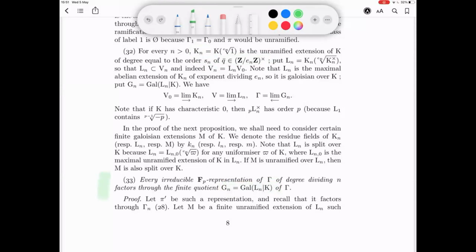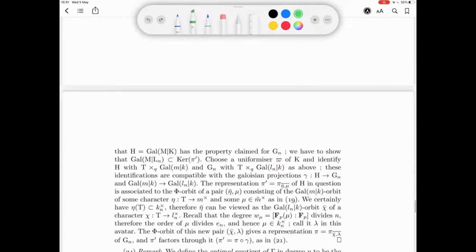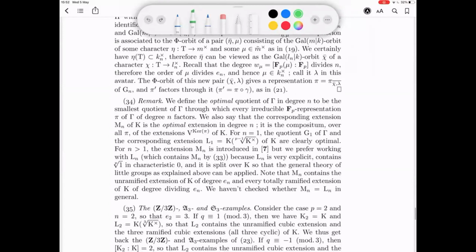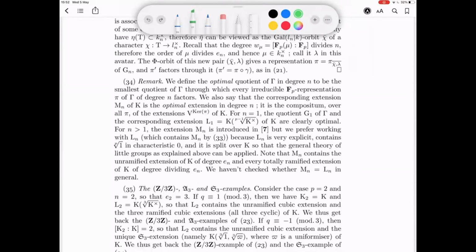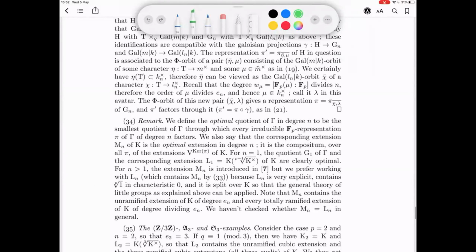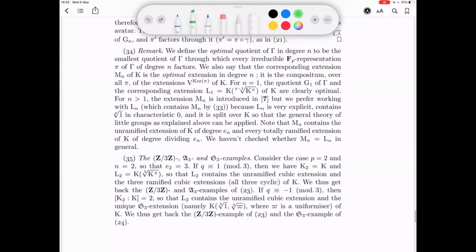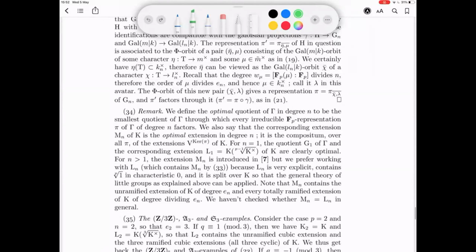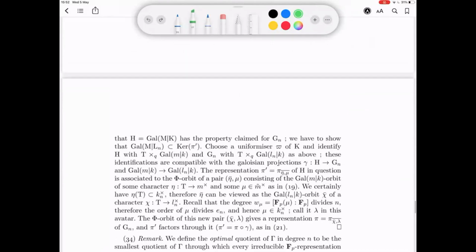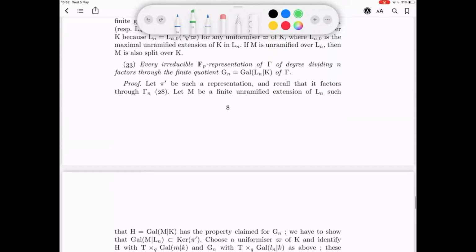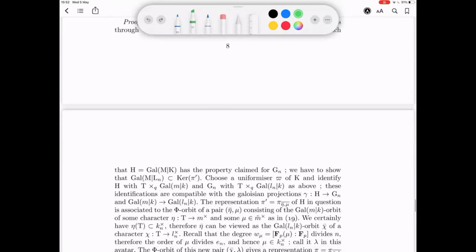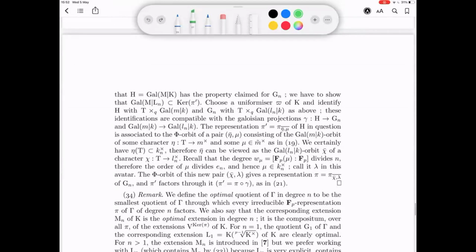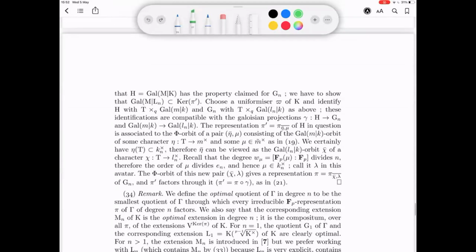So this statement is proved here. It's a slightly involved proof, but I encourage you to read it. I mean, it's not very long. The principle must be straightforward, so I'm going to skip it.